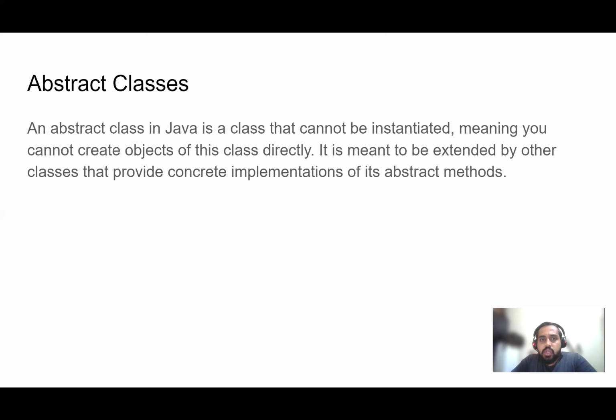We can achieve abstraction in two ways. One is through abstract classes and another one is through interfaces. In our last video, we saw how to do abstraction using interfaces, and how to do runtime polymorphism using interfaces. Now we'll see what abstract classes are.